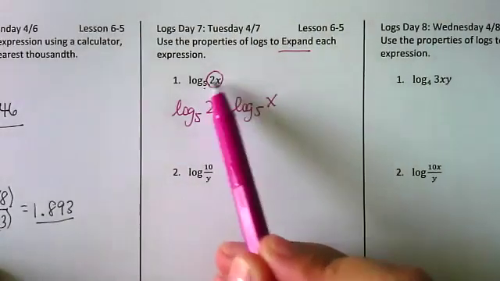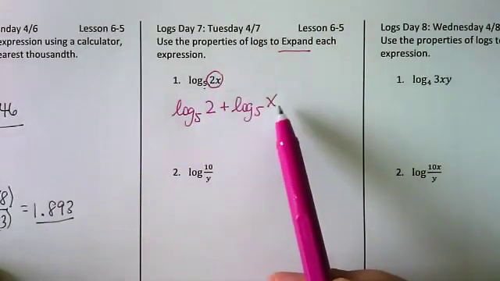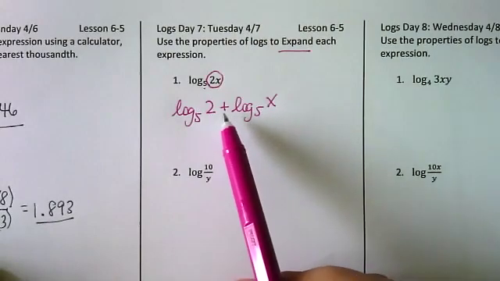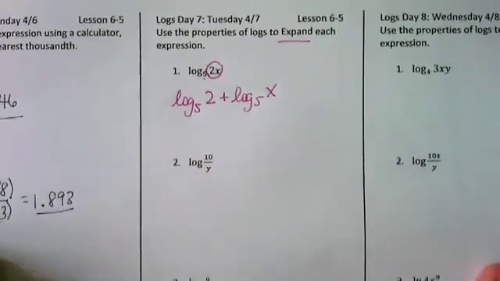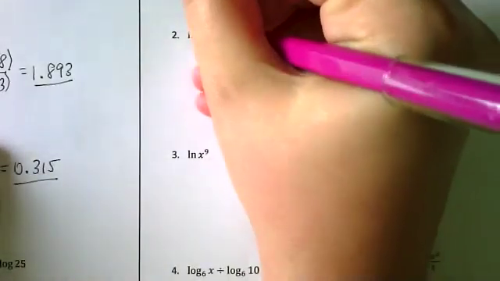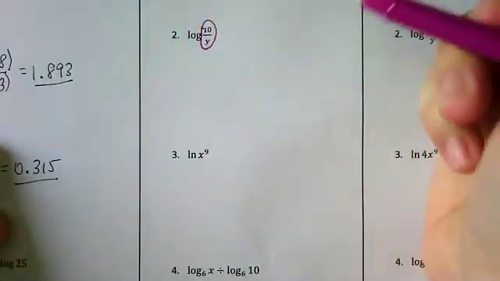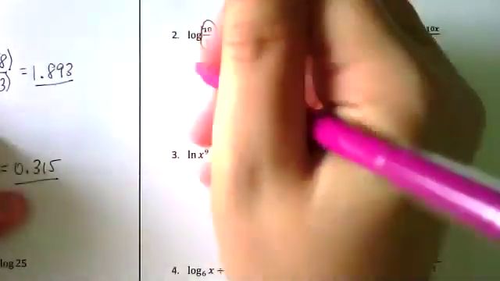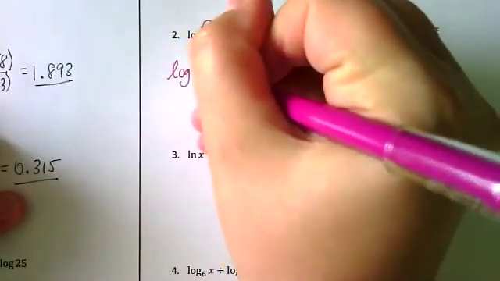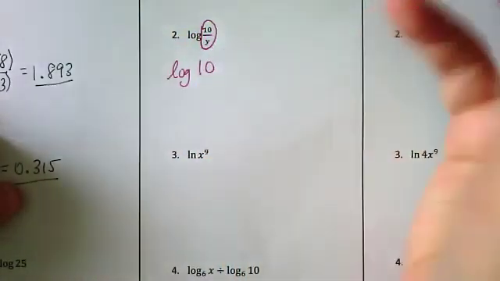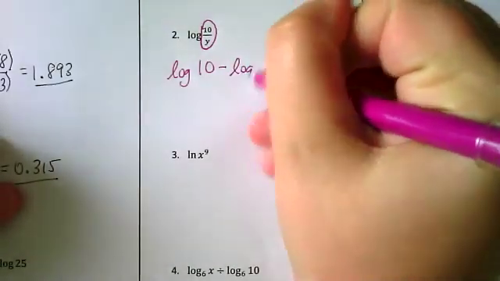So I took the 2 and the x and I split them into 2 separate logs with an addition sign in between because it was multiplication. Multiplication turns into addition. For question number 2, this one doesn't have a base, so you don't need to worry about it, but it's being divided, and division turns into subtraction, and we're going to split that into 2 logs. So the first log is going to be log of 10, and then the second log is log of y, and I have subtraction in between there.